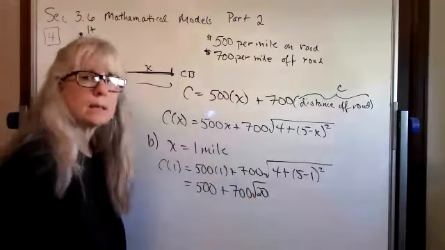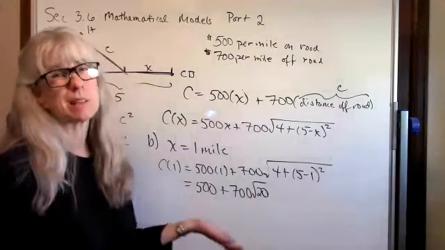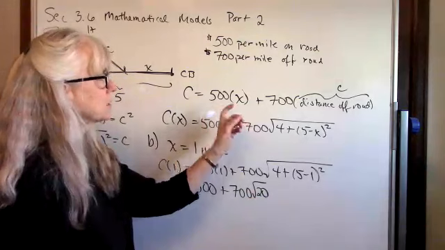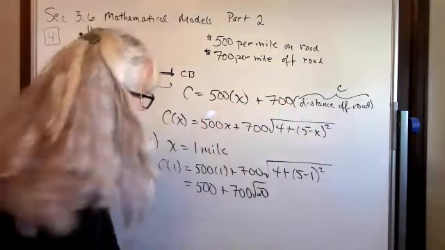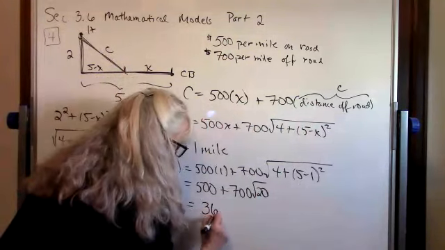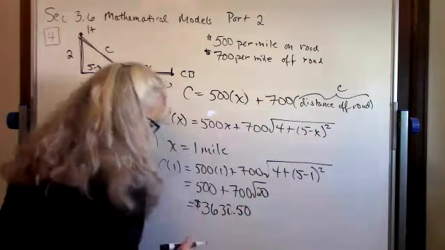And because this is an application problem, it's acceptable to go to the decimals because we need dollars and cents here. So what we really have is dollars per mile times the number of miles. So we're going to end up with dollars as our final answer. And if you do that on your calculator, you end up with $3,630.50. And that's our final answer.